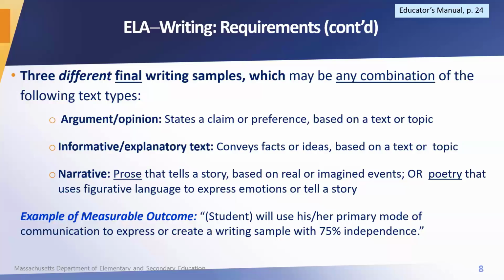And you have a choice when you're doing the writing samples. You can use 3 different text types, or you can use all the same. You can do 2 information and 1 argument, but the 3 text types here are argument or opinion, which is just about stating a claim or a preference. And all of these can be based on a text or a topic.